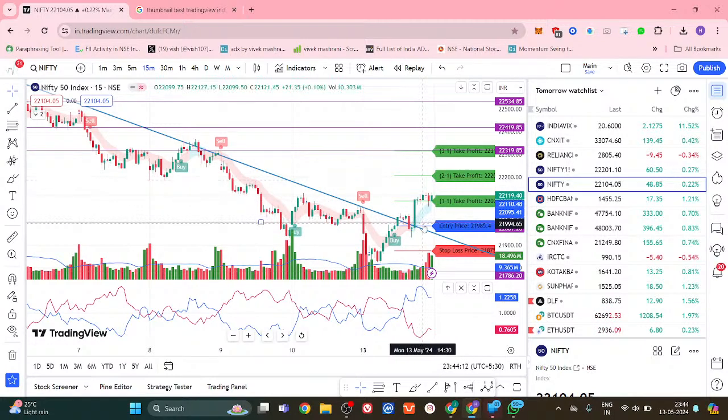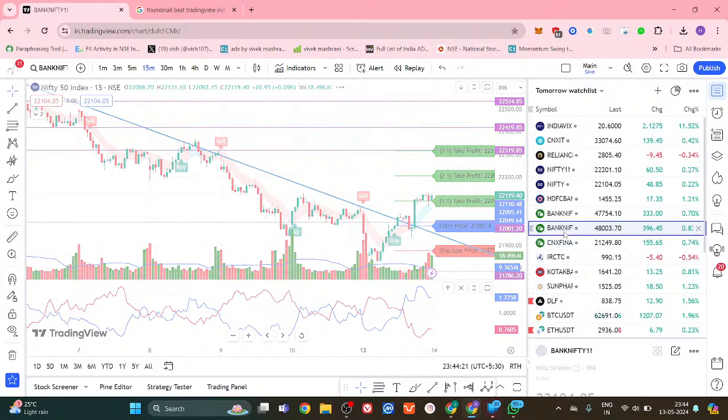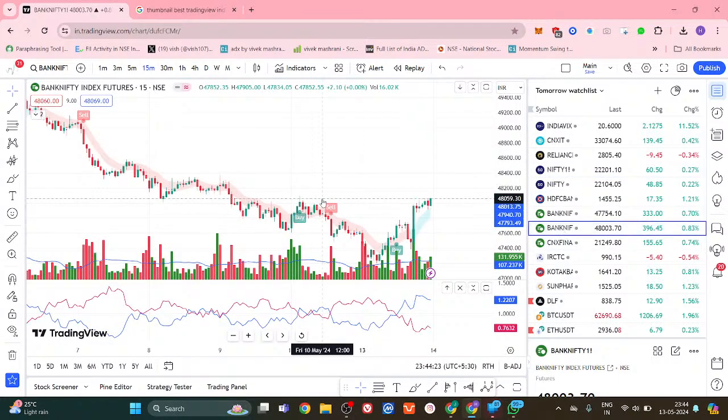Rest, you keep a stop loss to break even. So you are safe. You can wait for 2 and 3 if it comes. Either way, you are going to be in profit. Okay, let us look at it in Bank Nifty.